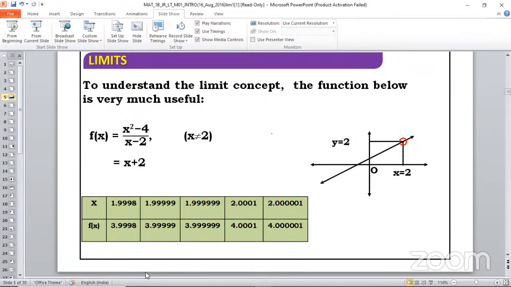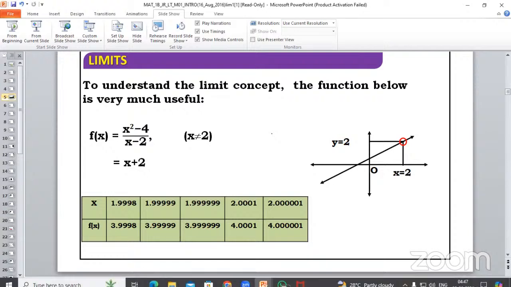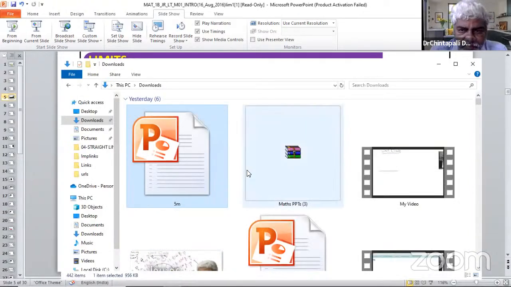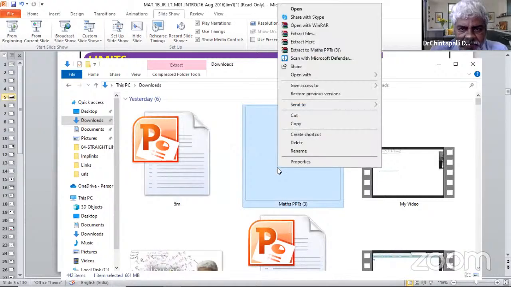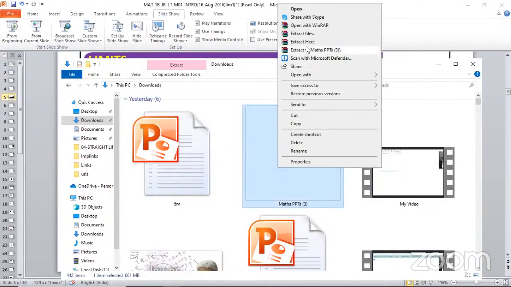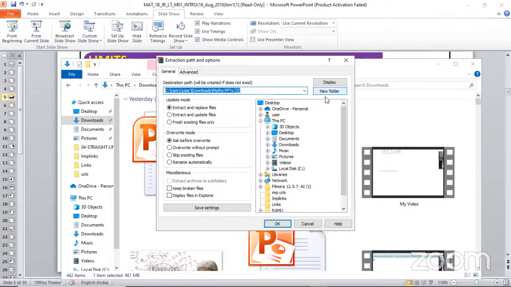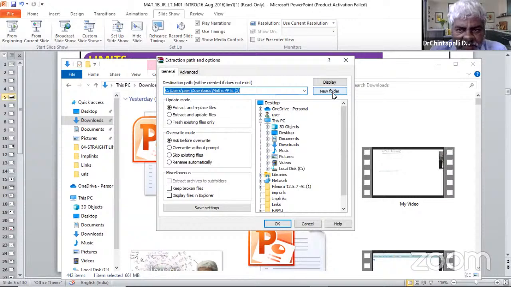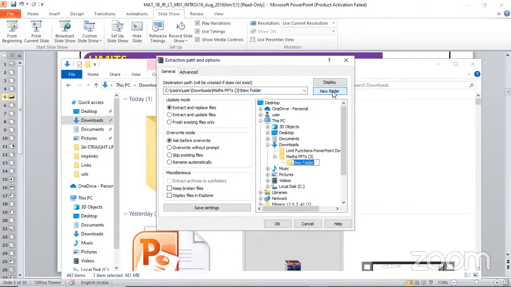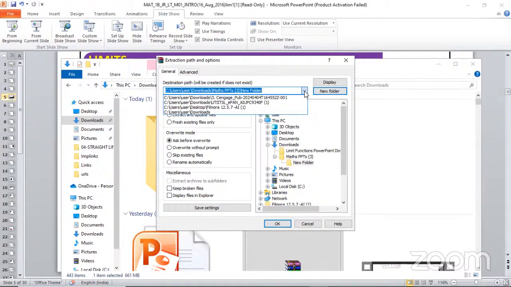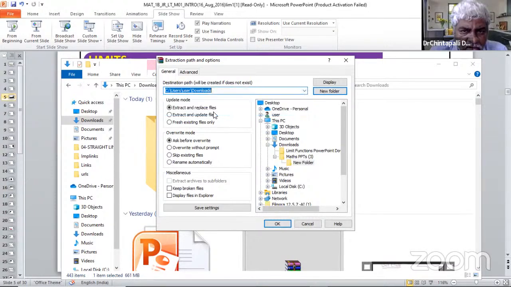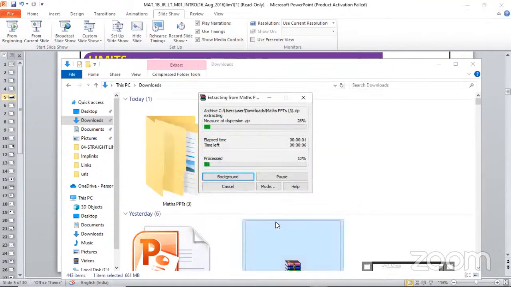If you go to the download and right click the file that you want, it'll say extract here. We can change its path. It's showing its path. And now you just have to click OK over there. Okay, got it. It is an easy method. That's it.